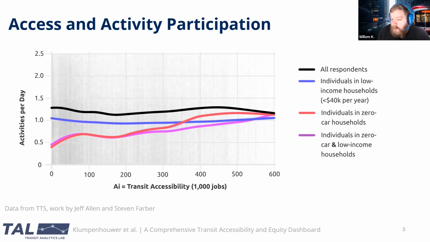Well, there are links between access, so having better access to destinations, and having higher activity participation. There's a study done recently by Jeff Allen and Steve Farber, who looked at the TTS, the Transportation Tomorrow Survey. They did a bunch of analysis, and they found a connection between improved transit access and improved activity participation. So this is one of many benefits of having good transit access to opportunities, but people actually go out and do more things and participate more.